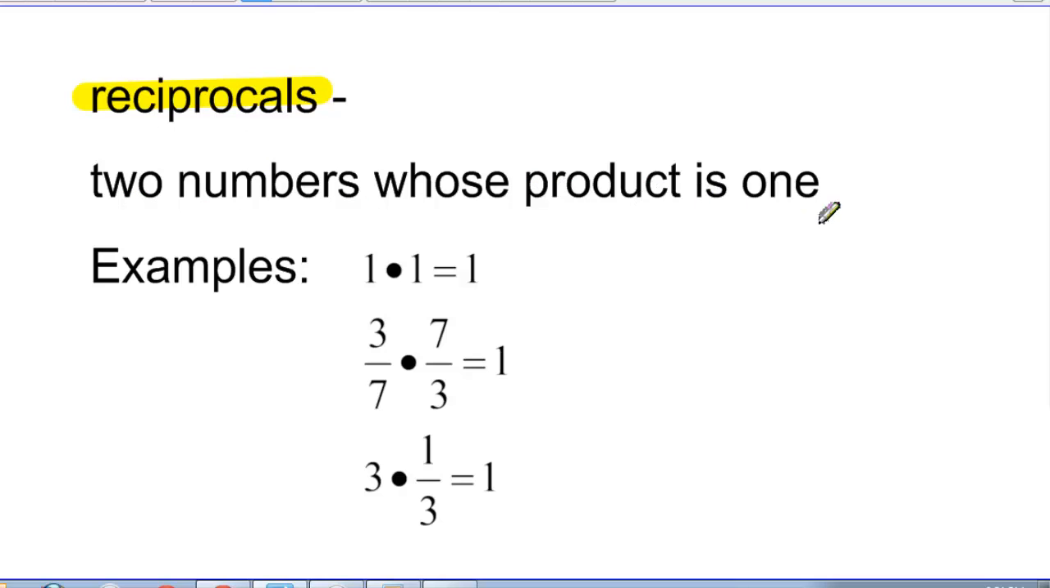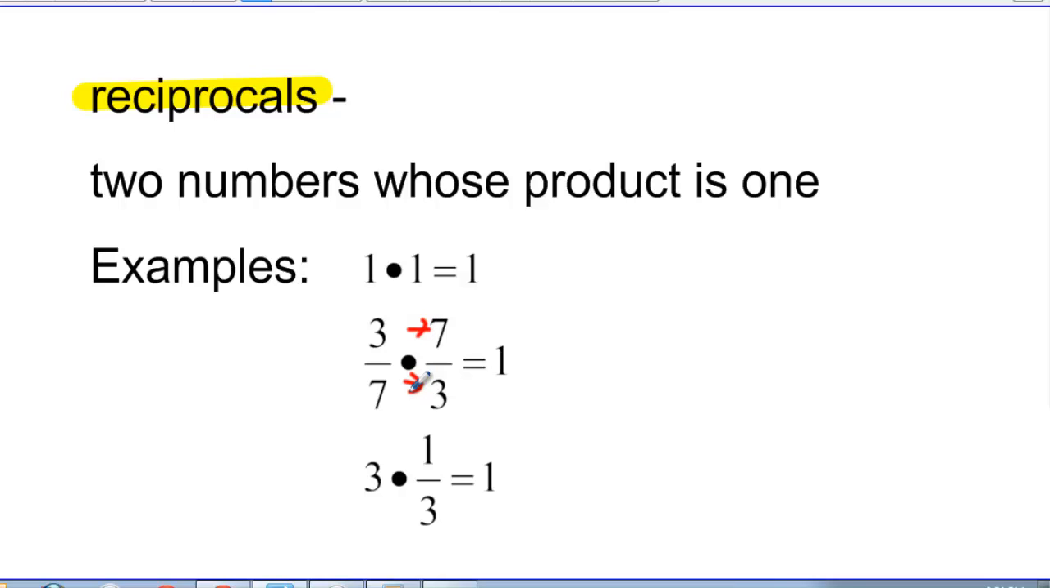And basically what this looks like when we think about a reciprocal is we take a number and we flip it over. So if we have a fraction, we just flip the numerator and the denominator over. But there are other ways that this can look. So remember, we have 2 numbers whose product is 1, and product tells me that I am multiplying those 2 numbers together. So you can see that 1 times 1 is 1, so 1 is its own reciprocal. If I multiply 3/7 times 7/3, remember when we multiply fractions, we just multiply straight across. So I would get 21 over 21, which is the same thing as 1.